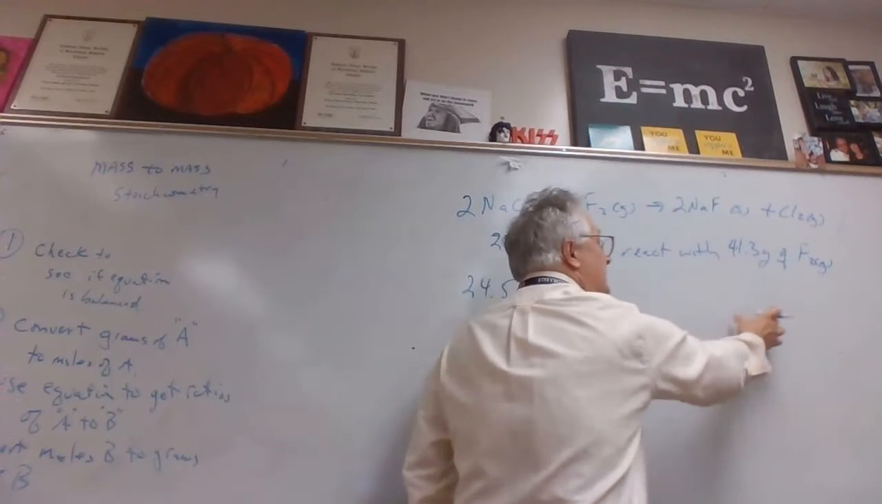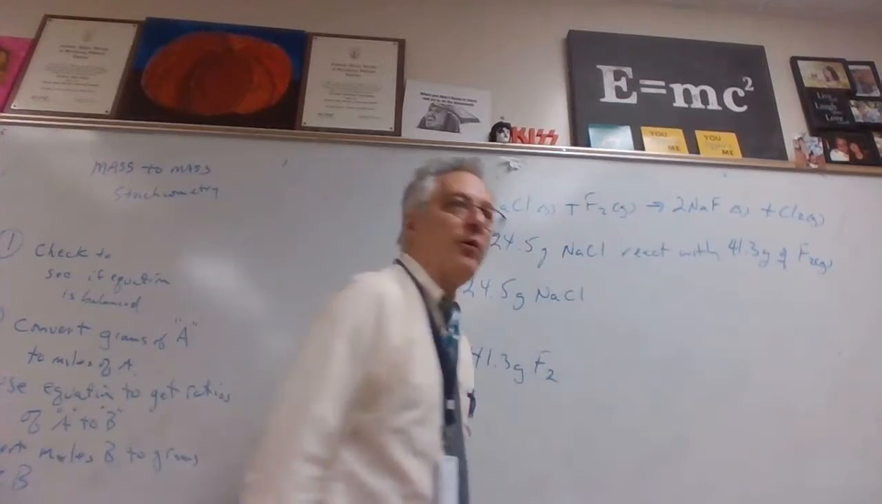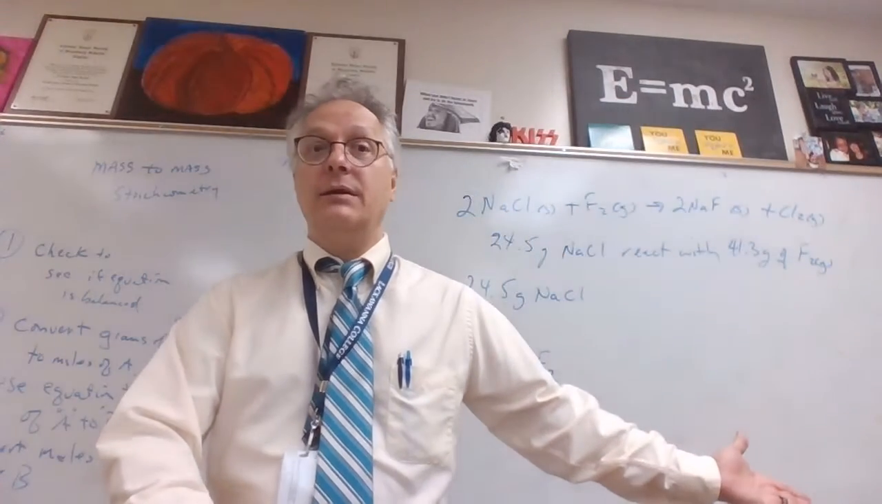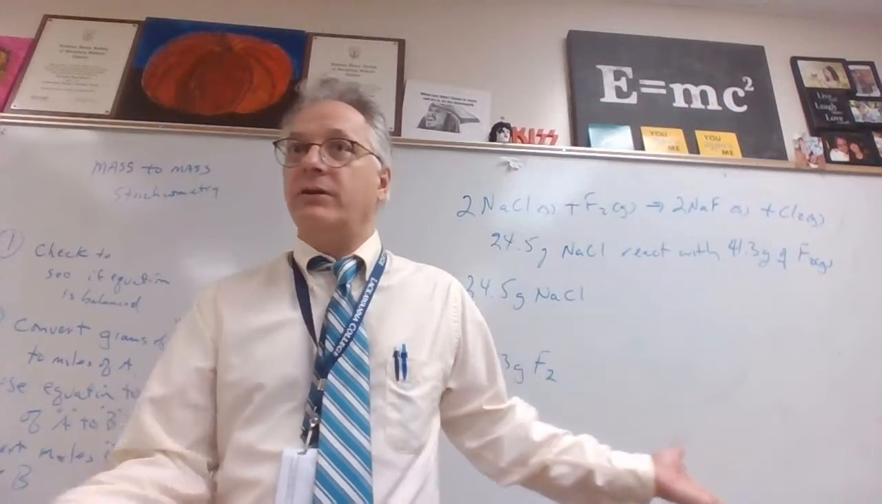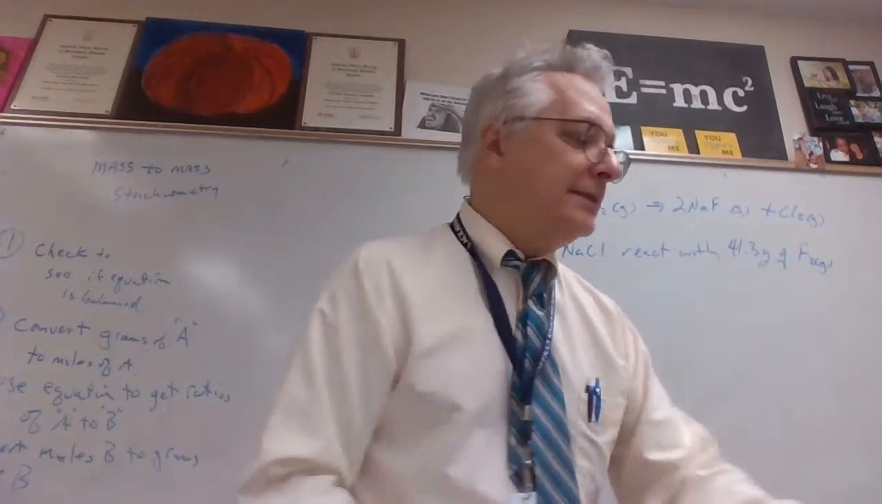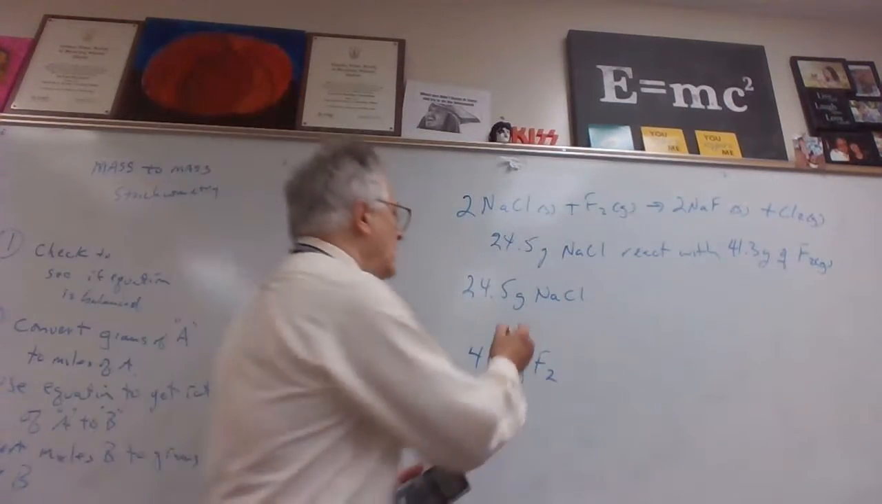Do the whole calculation, see how much chlorine I can make. Do the whole calculation again, see how much chlorine I can make. The one that gives you the smaller amount of chlorine is going to be the limiting reactant. That's all there is to it. It's very straightforward. So let's go ahead and plug and chug and see what we can come up with. We're pretty good at doing these problems by now, I hope.